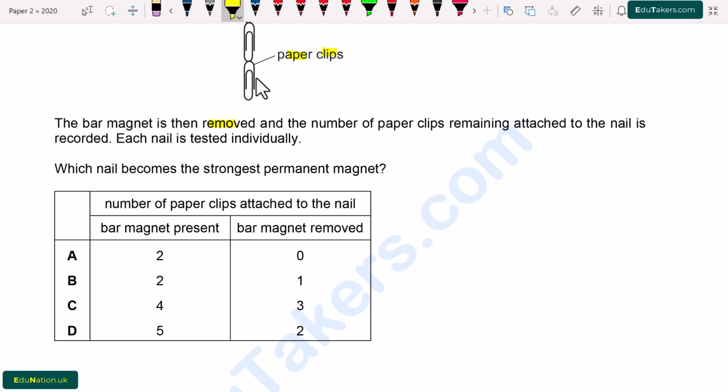Each nail is tested individually. Which nail becomes the strongest permanent magnet? So which one of the nails becomes the strongest permanent magnet? We compare the number of paper clips attached to the nail when the bar magnet is present and when the bar magnet is removed. So first of all, the more paper clips attached to the nail, the stronger the nail is. And here the nail is basically used to make the strongest permanent magnet.